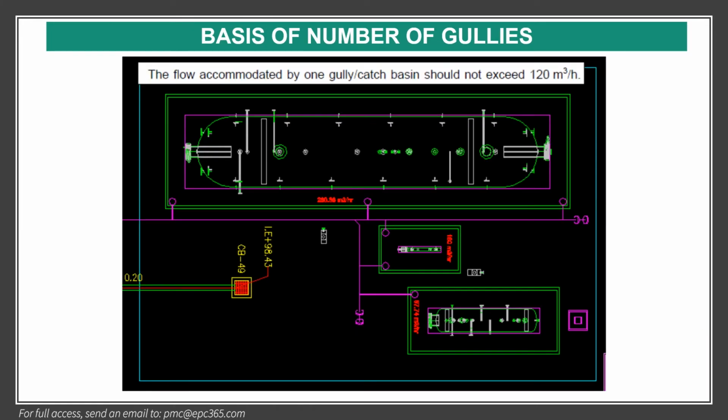So, a little bit about the basis of the number of gullies. The flow accommodated by one gully or catch basin should not exceed 120 cubic meters per hour. That's the sizing of this. The number of gullies is based on the flow rate that we have. I will show you later how many gullies we need for this area.